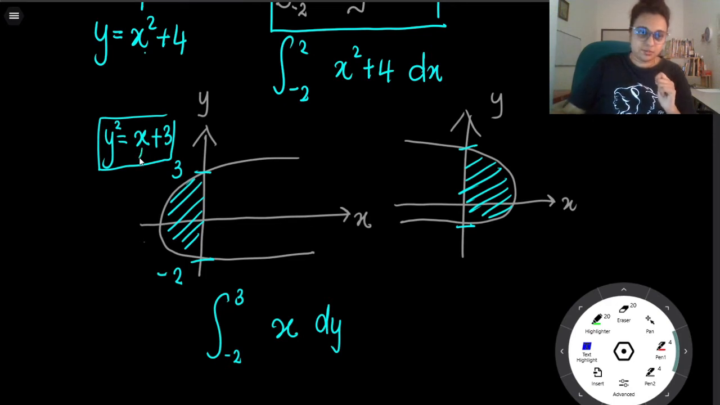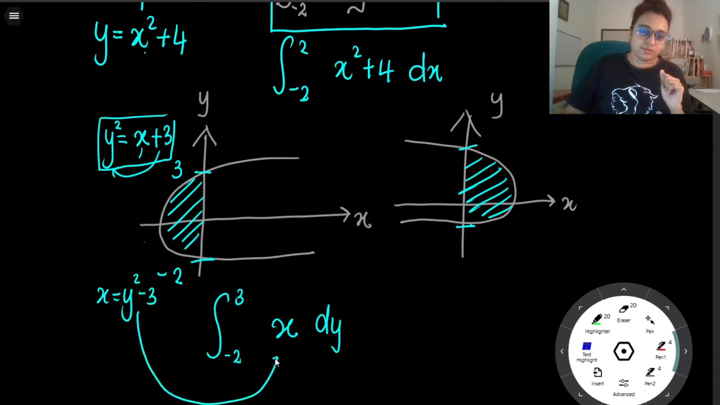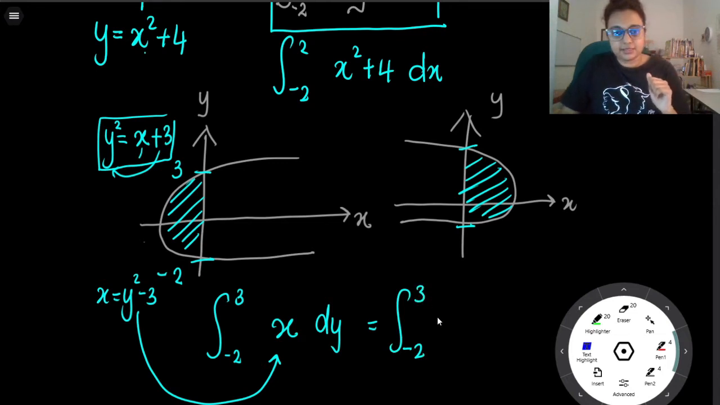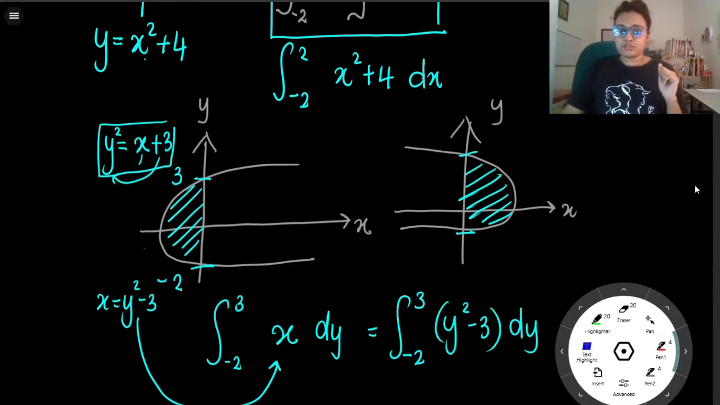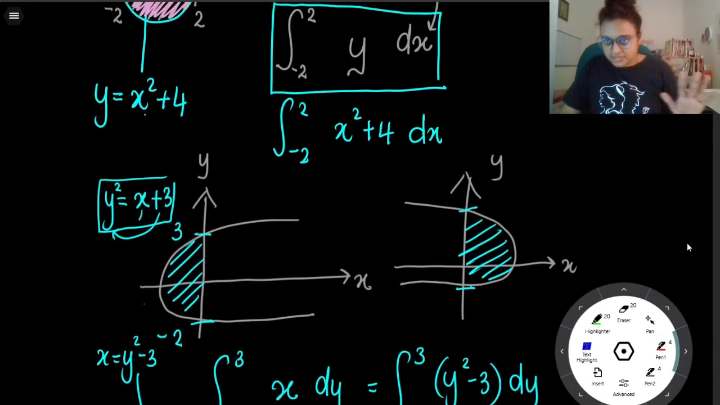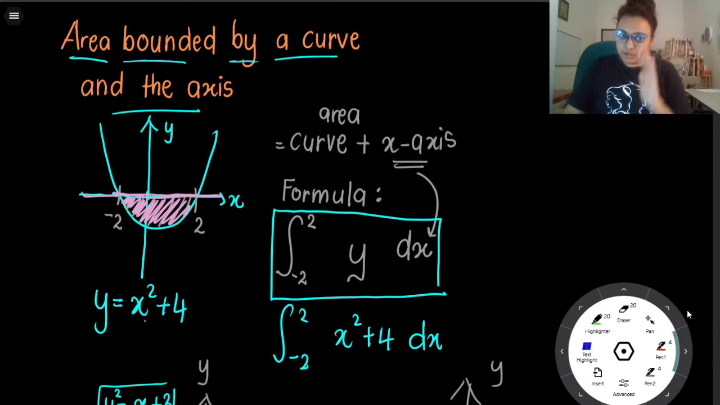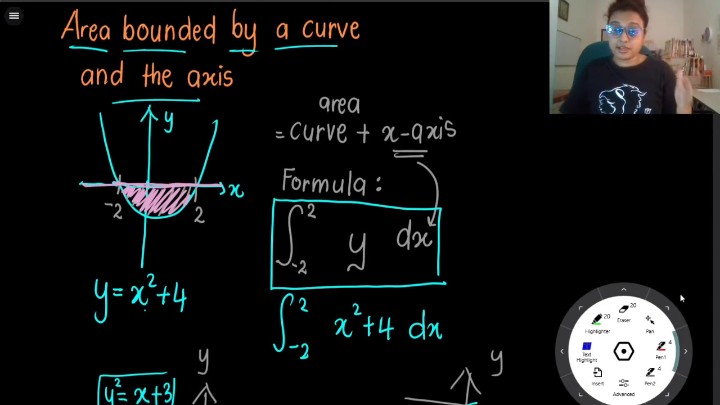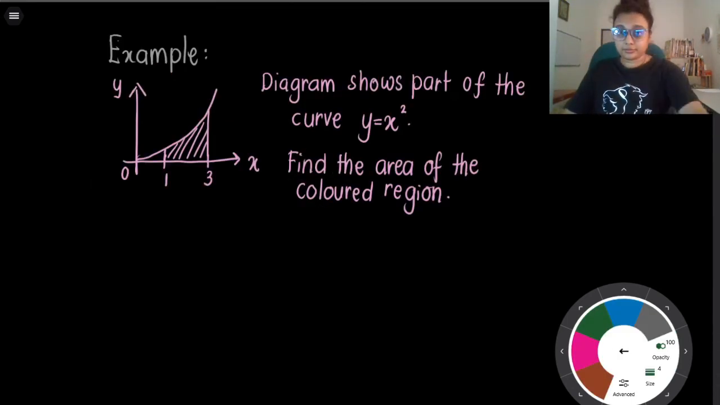Very easy, just move the 3, go the other side. So x will be y square minus 3. So this is the one you must substitute inside here. So this will become like this, y square minus 3 dy. Can you see? So it's just very simple, two formulas only for area bounded by the curve. So now let's look at examples. We look at few examples.